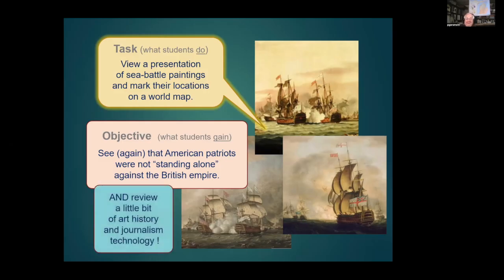And the activity, the way it's set up, lets you review a little bit of art history and journalism technology, because these old paintings were actually the newspapers of the day. They were telling people what the news was, where battles were fought, and who won. And it's kind of an interesting way to describe how things were different at that time compared to today.